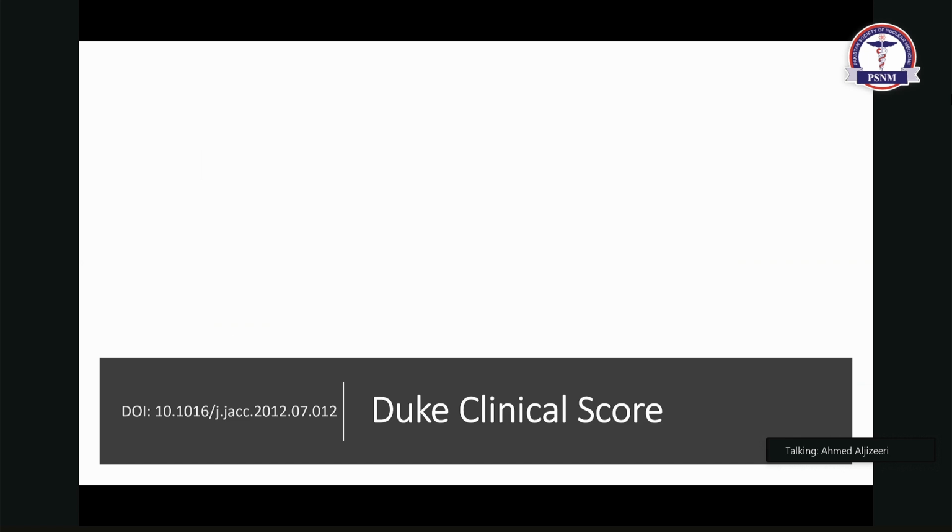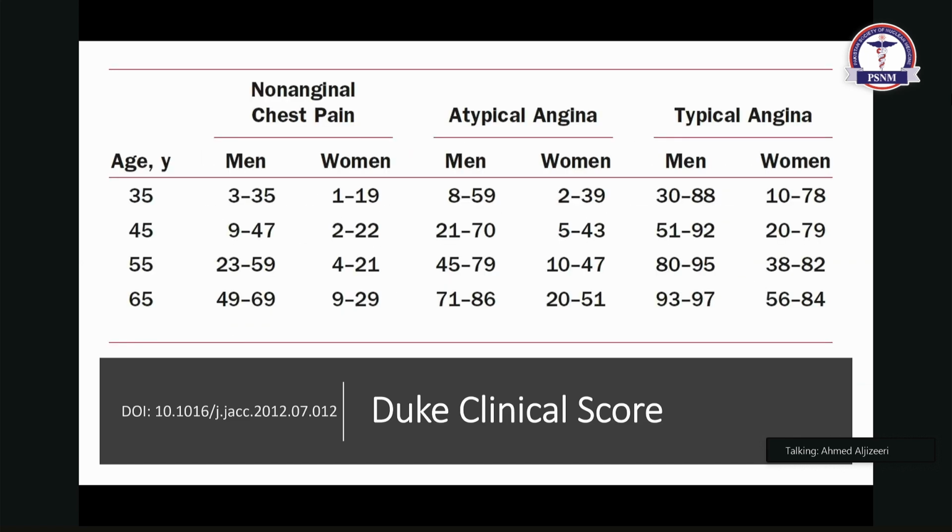Later, in the early 1980s, we have the Duke clinical score, which integrated a bit more information regarding the patient, including the ECG, hypertension, and diabetes. It has a similar, very simple approach to risk assessment in order to identify the likelihood of a patient coming with chest pain to have coronary artery disease.